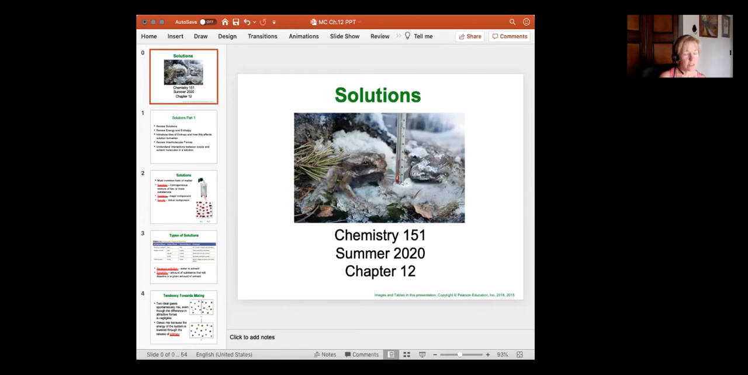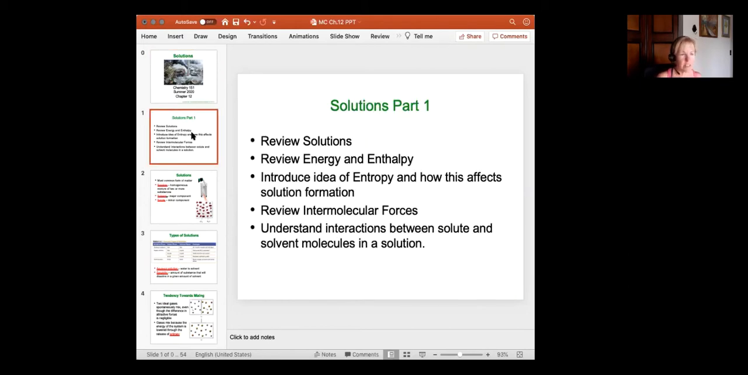Okay. So solutions. Having said that, we're going to do just a little bit of review here for a second. And what we're going to cover today, there's going to be 4 pre-recorded lectures for this chapter. What we're covering today is we're going to review what is a solution. We're going to review energy broadly. We're going to talk about enthalpy. That was from chapter 9, I believe.